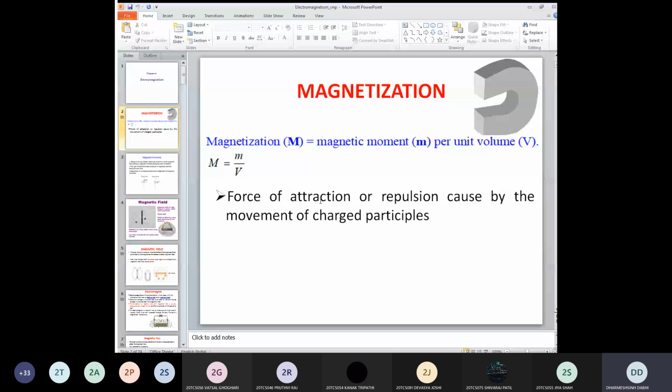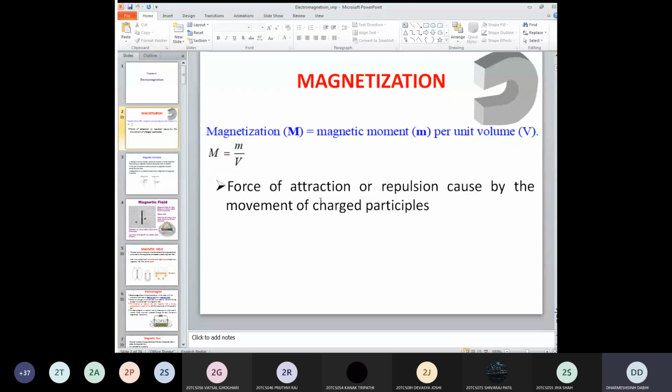As you know, in electrical circuits, the electric field is created because of stationary charged particles. But here in the magnetic circuit, the attraction or repulsion, or you can say the magnetic field, is created by the moving charged particles. That is the difference between electric circuit and magnetic circuit. So you can write this point in the comparison between magnetic and electric circuits.